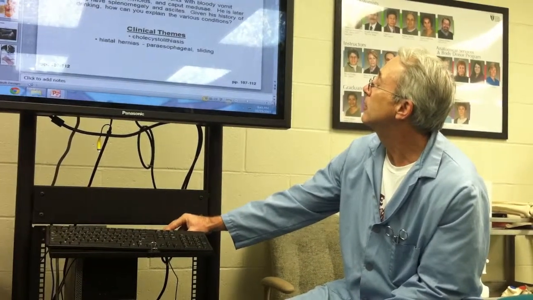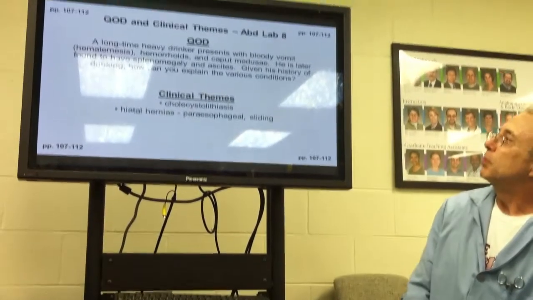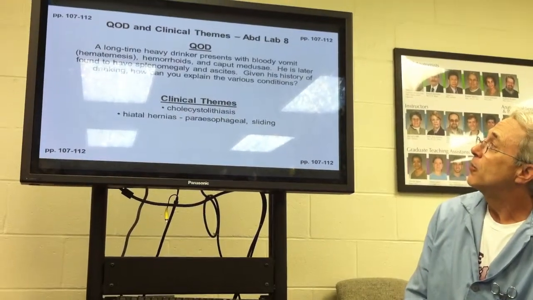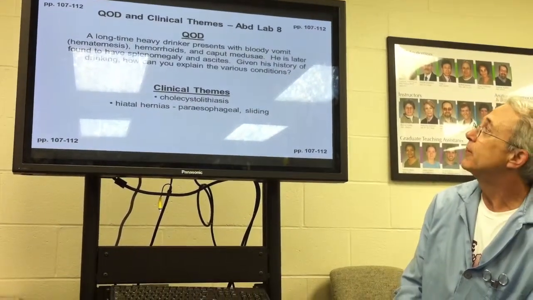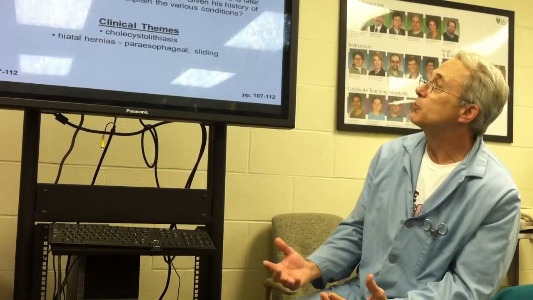Okay, here we have a heavy drinker who presents with bloody vomit, hemorrhoids, and a caput medusae. He is later found to have splenomegaly, so enlargement of the spleen, and ascites. Given the history of drinking, how do you explain these various conditions? So, in other words, the vomiting of blood, the hemorrhoids, and a caput medusae. How would we explain that?